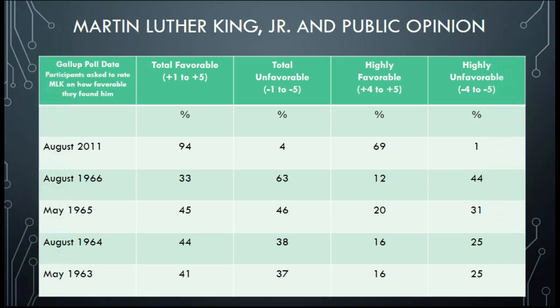And then when you take it over to highly favorable versus highly unfavorable in those same years, that distinction becomes even more stark. You see this 9-point difference where most people had highly unfavorable opinions of Martin Luther King versus highly favorable opinions. In the time that he was alive and in the time that this letter you had to read was written, people didn't like Martin Luther King very much.